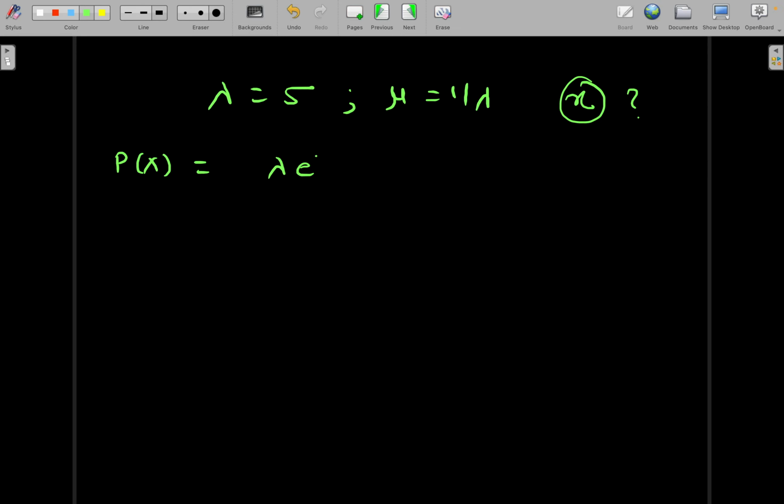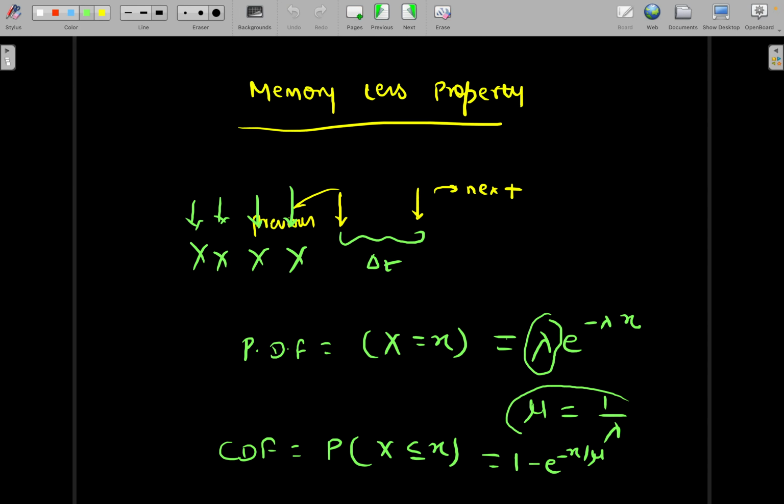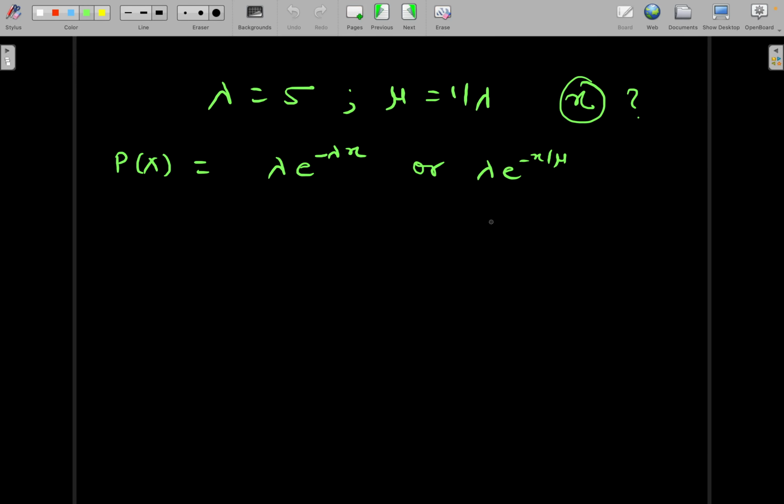lambda e to the power minus lambda x, or you can write it as lambda e to the power minus x by mu, because I had seen here that mu is equal to 1 by lambda. So we can write it like this. This x is nothing but your time period.